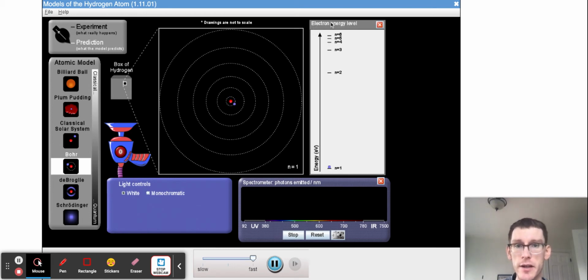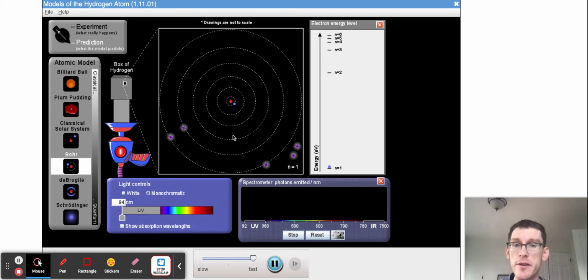Actually, I'm going to click this right here so that we can see the electron energy level. We can see that it's in the n=1 state. That means the first shell. What we'll do is, if we were to shine light of all different wavelengths, we could, but we get a lot of different things happening. I'm going to put on monochromatic light, and I'm going to specifically tune it to 94 nanometers. And so now all the photons going through have a wavelength of 95 nanometers.